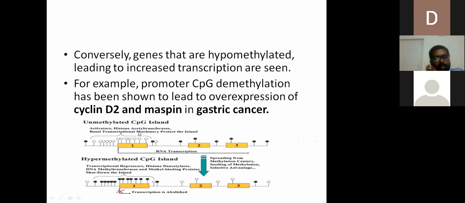This is how it is. This is an unmethylated CpG island. Okay, so once there is going to be a hypermethylation due to transcriptional repressors or histone deacetylases or other stuff, see this blackish one, they are all hypermethylated, and here the transcription is abolished and it leads to cancer.